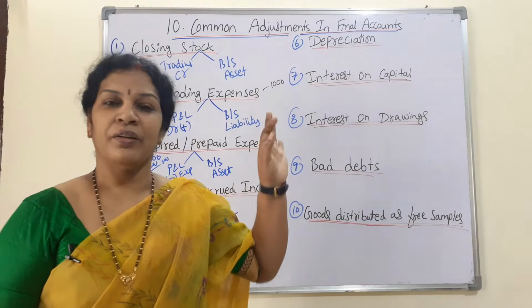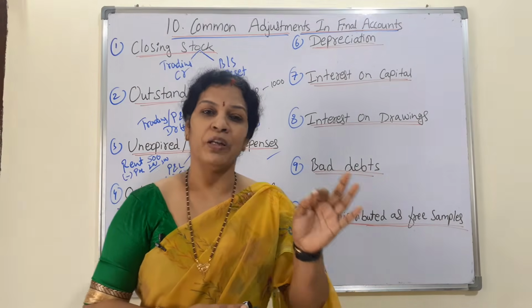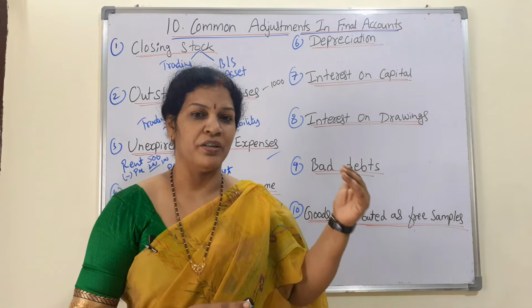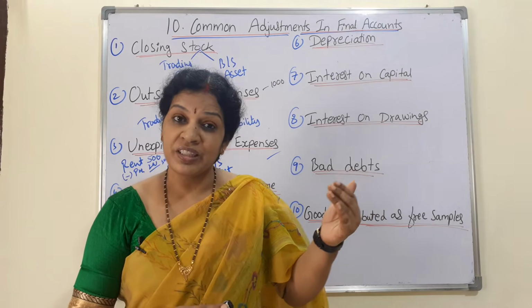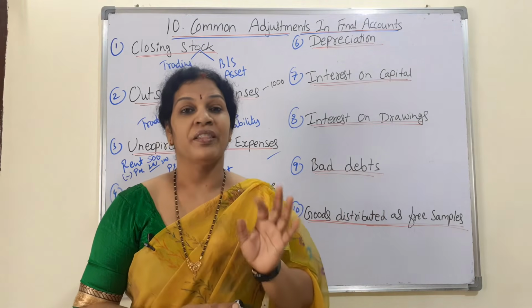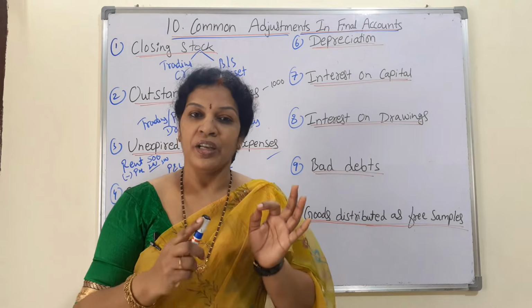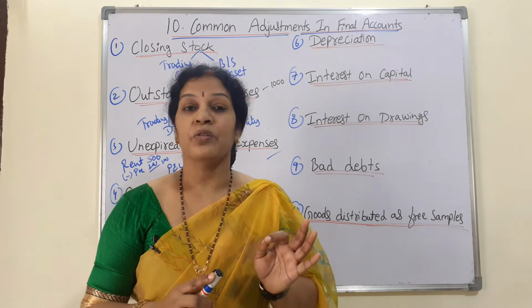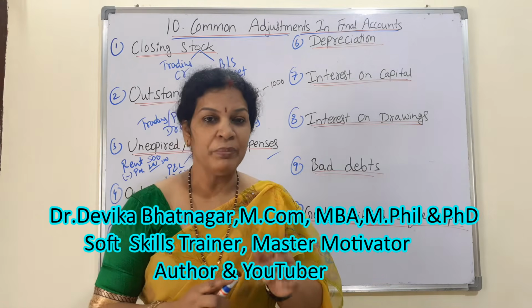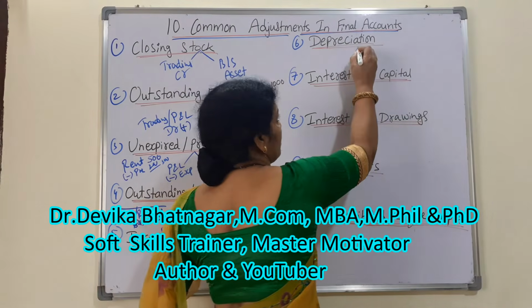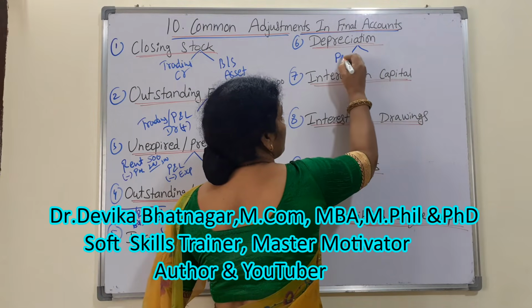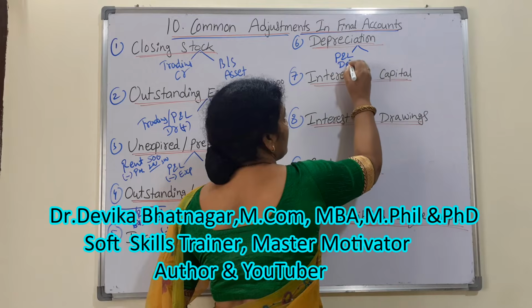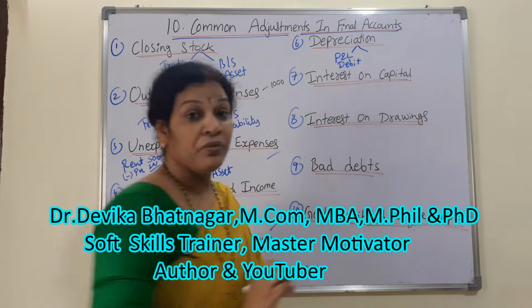depreciation. Every asset value, especially fixed asset value, will be decreasing, like machinery, furniture, building. So this asset's value will be decreasing, that is what we call depreciation. Any depreciation that is given is a loss. One time it appears in the P&L account debit side, first time.